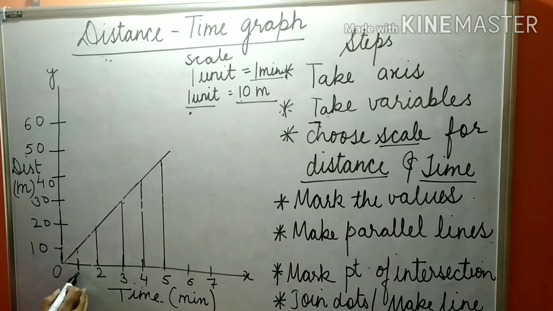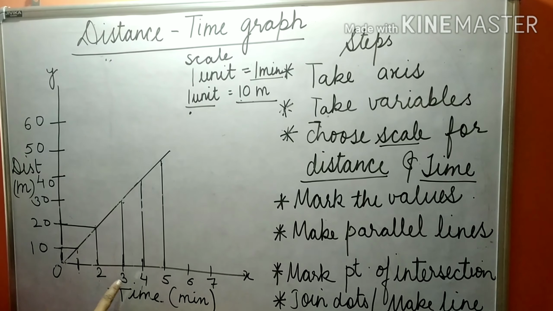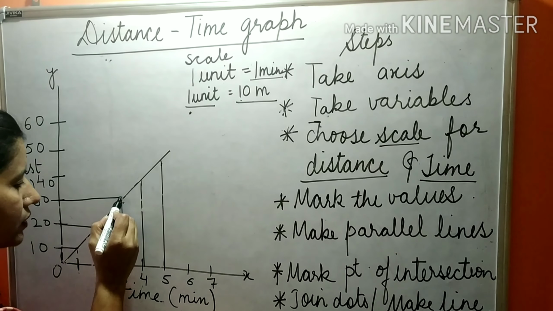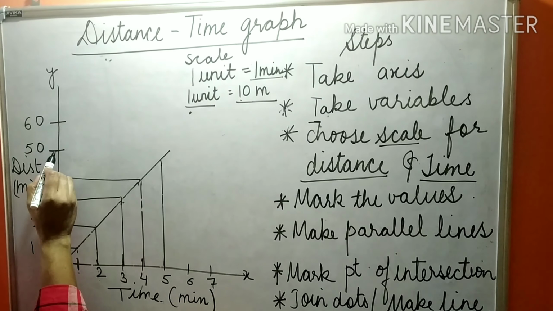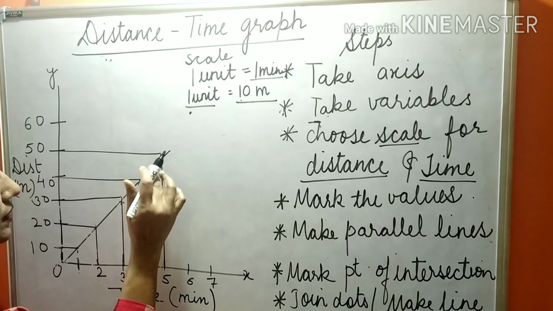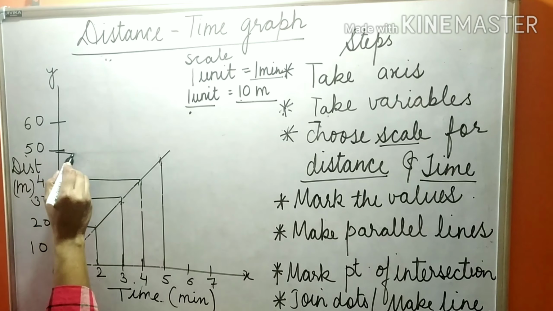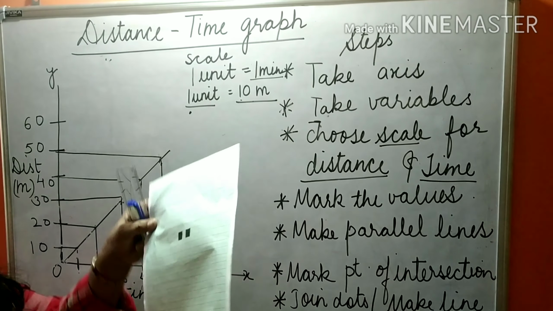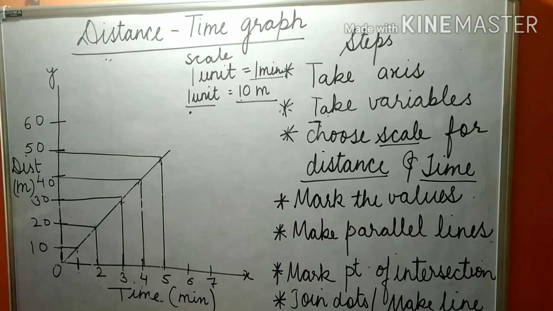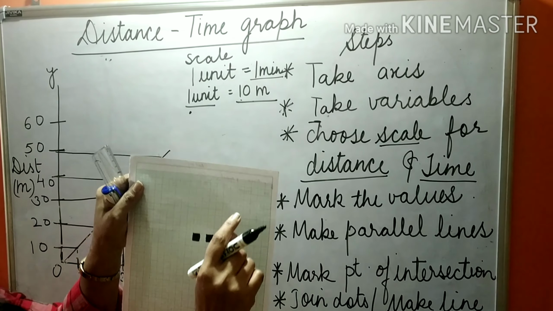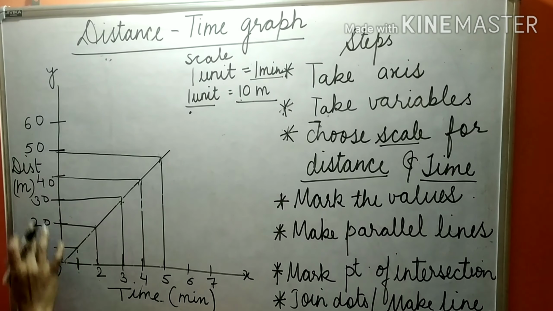So can you see that when 1 minute passed, how much did it complete? 10 meter. When 2 minutes passed, 20 meter. When 3 minutes passed, 30 meter. When 4 minutes passed, 40 meter. When 5 minutes passed, it is coming to 50 meter. When you make this graph, all these things will be similar. Why? Because the boxes in it are all similar. So this is how we can make a distance time graph.